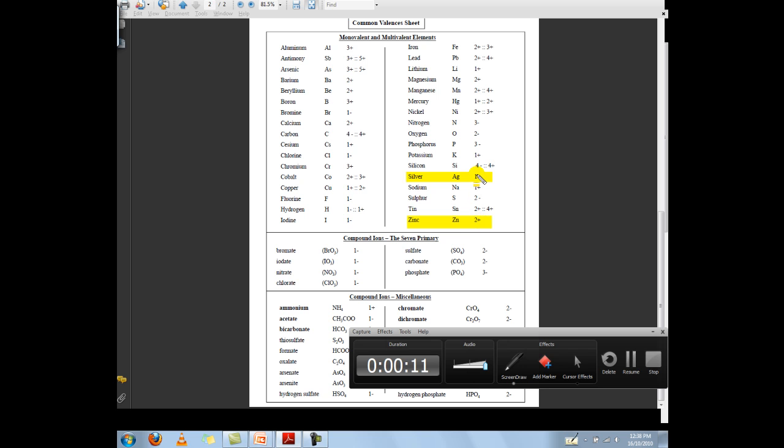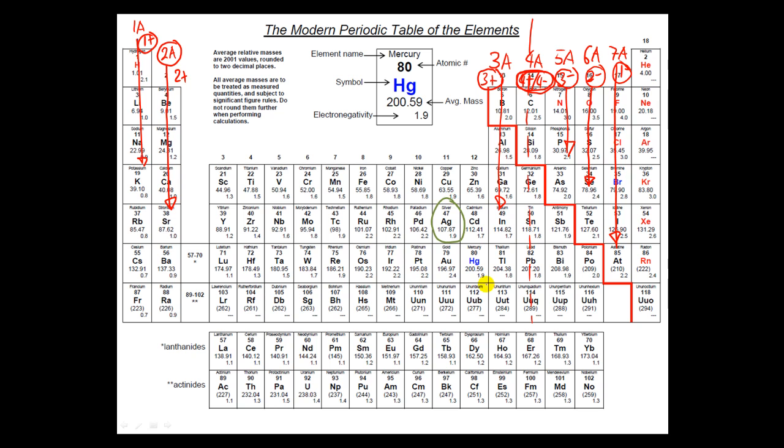The reason why these two don't follow the pattern is because they exist in the transition element section of the periodic table. So they don't follow these patterns very well. So these ones you had to memorize yourself. 1 plus charge, 2 plus charge.